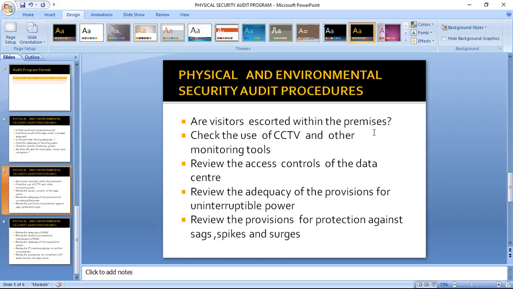I think I've only seen this in one university, a university in Abuja. I was very impressed the day I went to that university. I was escorted right from the gate to the main building.